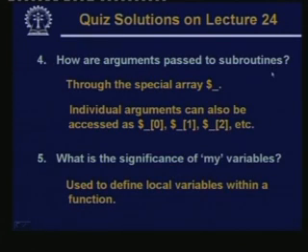How are arguments passed to subroutines? They are passed through the special array $_, but individual arguments can also be accessed by accessing the array elements 0, 1, 2 etc. What is the significance of the my variables? They are used to define local variables within a function.